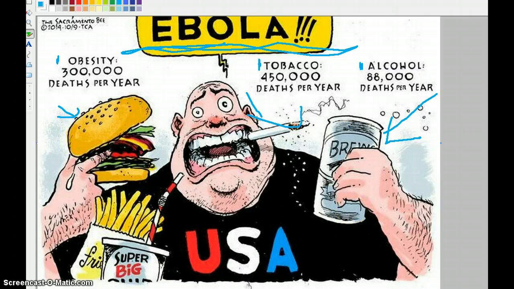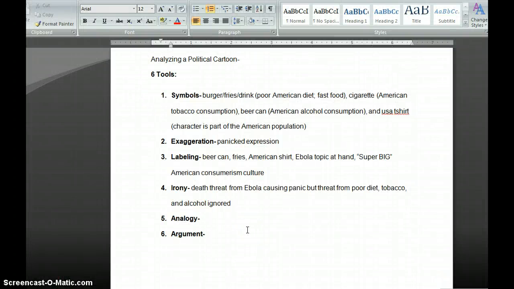So if we want to go back and take note of that, so the analogy is Ebola versus poor diet, tobacco, and alcohol as threats to American health.